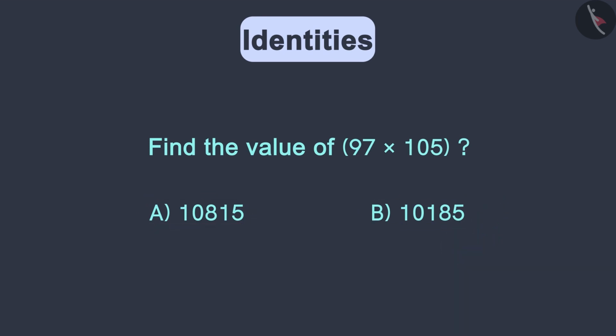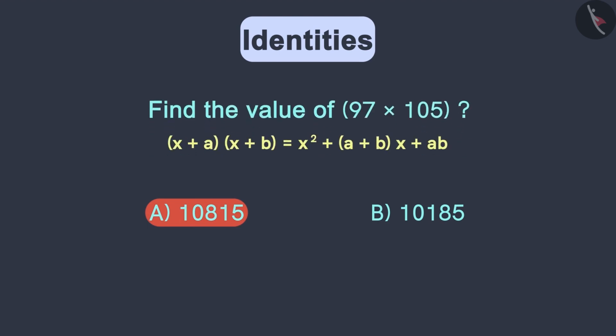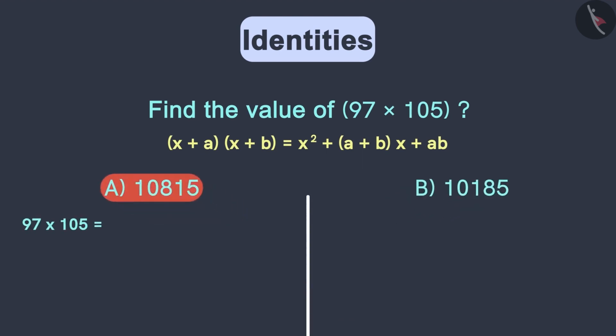Let us see why we get option A as the answer. Focus on the given question. We have seen how to solve such examples using this identity. First, we will split the given numbers into simple numbers like this. Now this appears to be in this form. We can find the value of this by using this identity. But we tend to make mistakes while applying this identity.